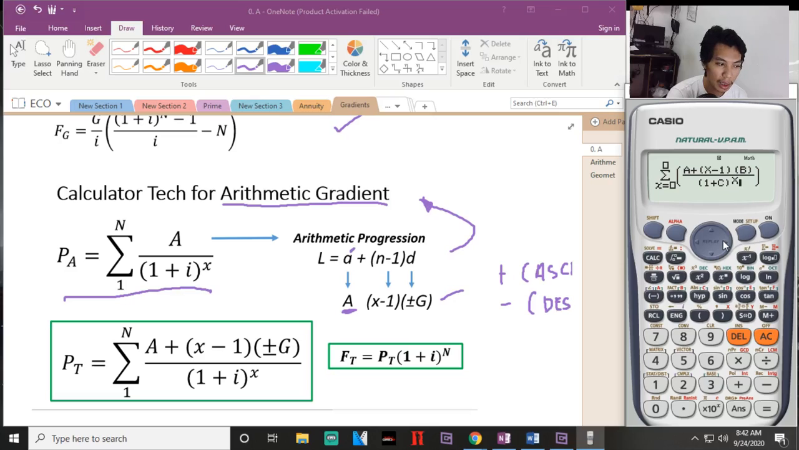Okay? N is the number of terms. 1 as is, wag mong babaguhin. Ang babaguhin mo lang yung nasa taas. That is the number of terms in your annuity or in your payment series.